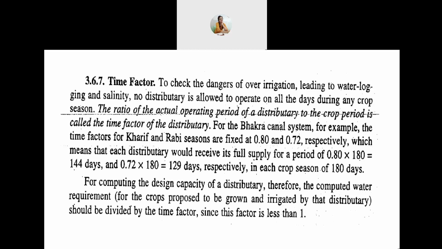So for computing the design capacity of a distributary, therefore, the computed water requirement for the crops proposed to be grown and irrigated by that distributary should be divided by the time factor, since this factor is less than 1.